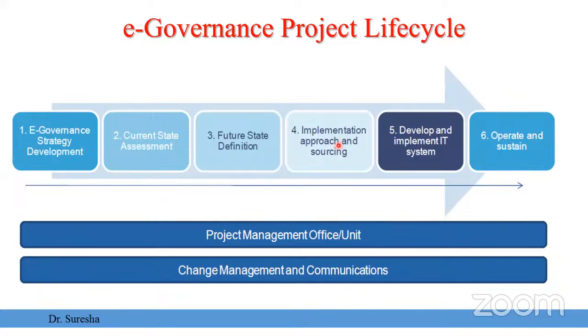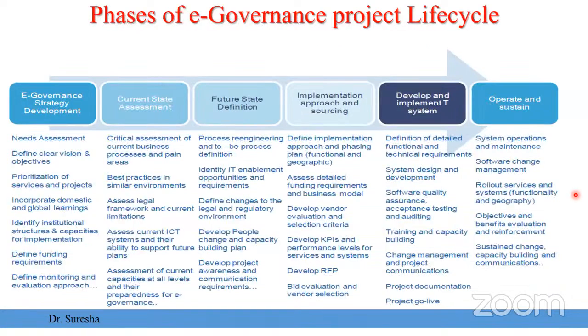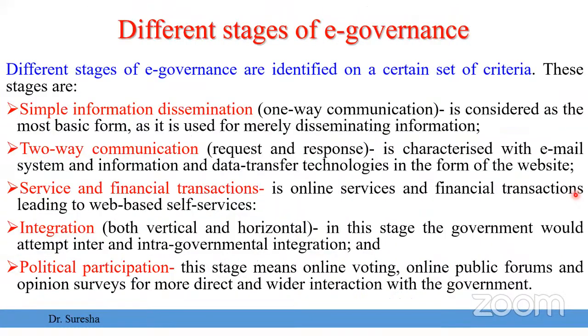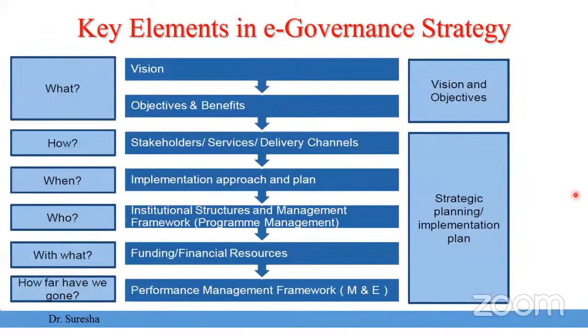This is very important. Different strategies, different levels. E-governance strategy development, current state assessment, future state definition, implementation approach, developing and implementing the IT system, operate and sustain. Very important. The roles and responsibilities for each stage are given. Different stages of e-governance: simple information dissemination, two-way communication, service and financial transactions, integration, political participation. So when you are implementing, what, how, when, who, with what, how far we have gone, all these things, with these definitions and details, vision and objectives, strategic planning and implementation you have to do.